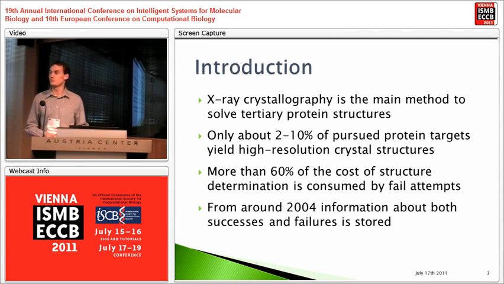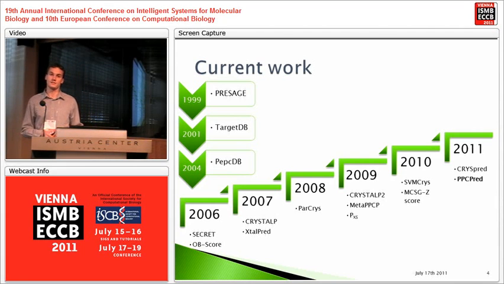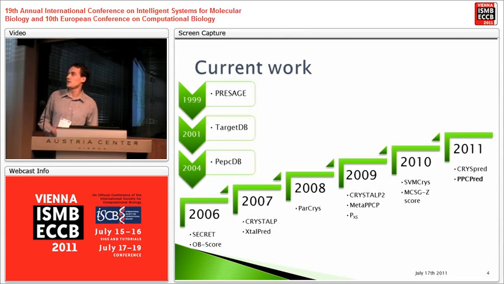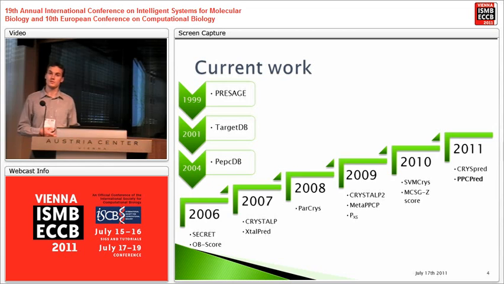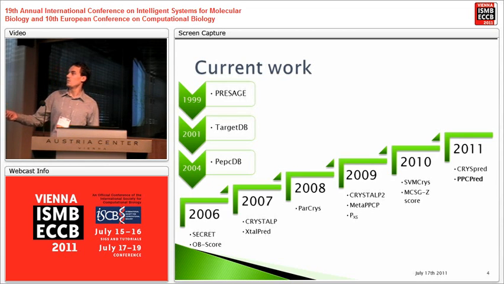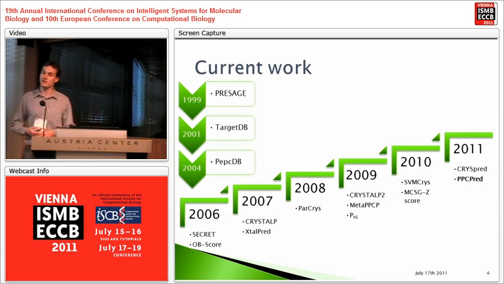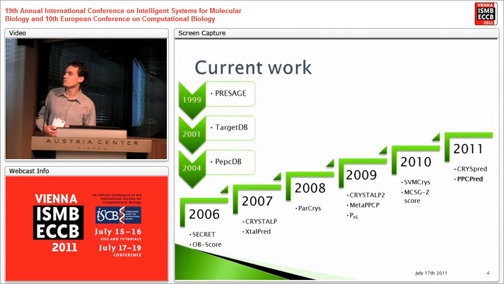To alleviate that, from around 2004, the information about both successes and failures is stored to help the development of a method which can predict the outcome of crystallization. The first database was the Presage database in 1999, but by that time only the information about the solved crystal structures was stored. The Target DB extended this database, but still only the successful attempts were stored. And in 2004, the protein expression, purification, and crystallization database was created. And at that point, the computer scientists, the bioinformaticians, had all the data they needed to start developing algorithms to predict the outcome of crystallization.